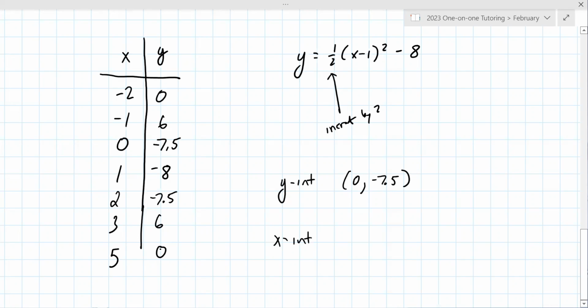Yes. And x-intercept? The x-intercepts would be -2, 0, and 5, 0. Yeah. Okay, so all the problems I've done thus far have been pretty nice. Let's do another one here that's simpler, but we won't do all those things.